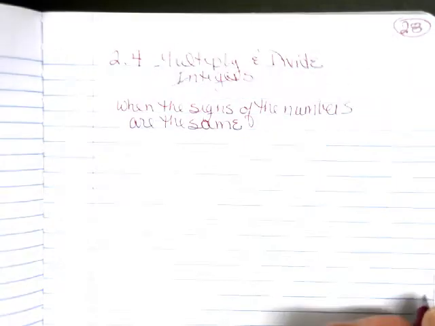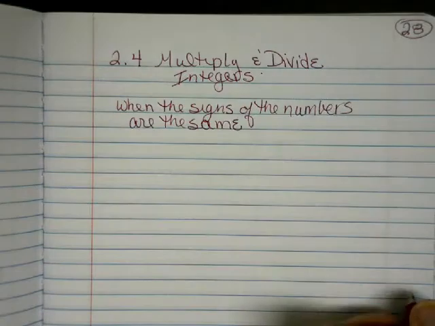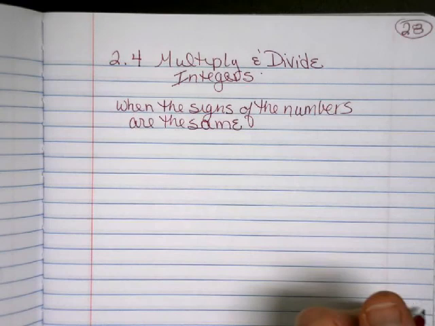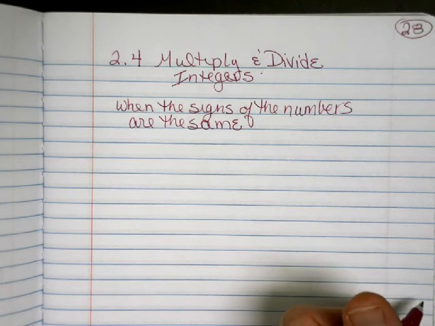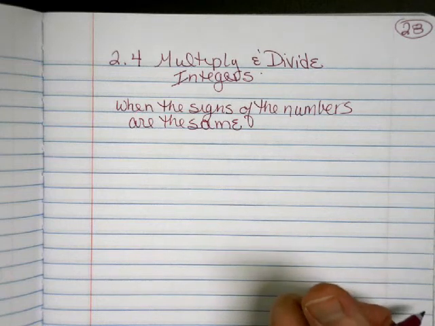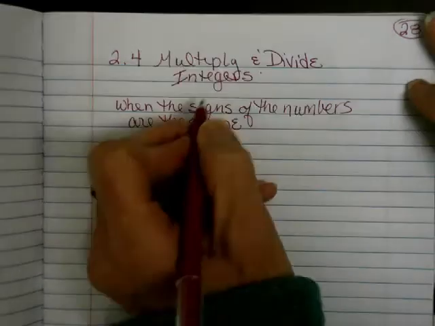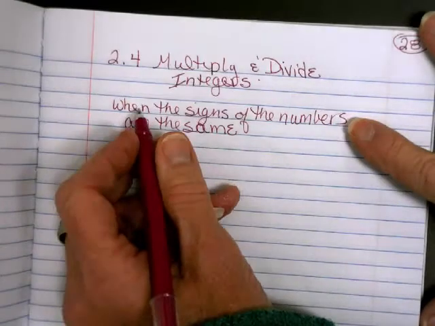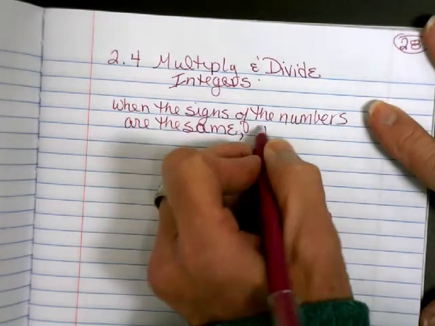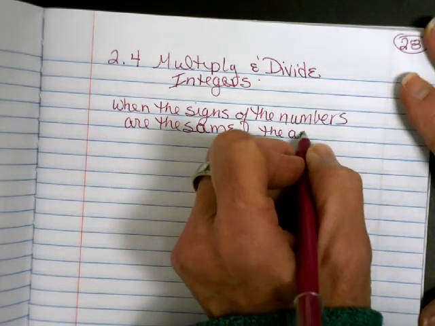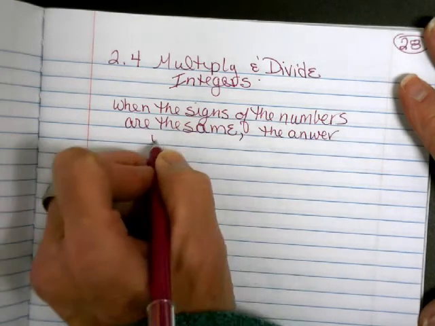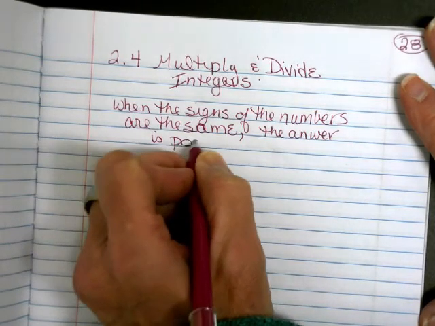and here we're assuming you're only multiplying two numbers at a time, okay? Because multiplication is a binary operation, so you can only multiply two numbers at a time. Like you can't multiply 8 times 9 times 12 all at once. You have to multiply them two at a time. So when the signs of the numbers are the same, the answer is positive.